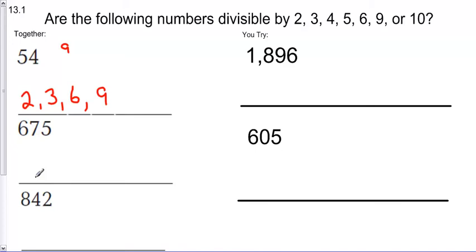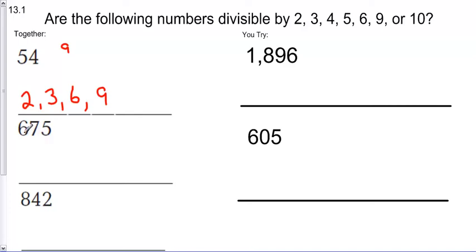Or, I'm sorry, 675. Is it divisible by 2? No. Now this brings up a good point. 675 is an odd number, so when I find an odd number, I don't need to mess with 2, 4, 6, or 10. Why? Because when I count by even numbers, I only ever say even numbers. Yes, you can take a minute and count in your head by 2s and 4s and 6s. You don't say any odd numbers.